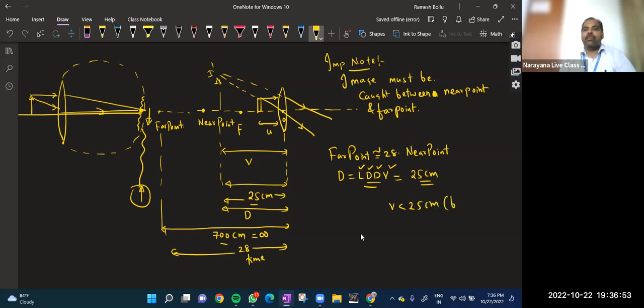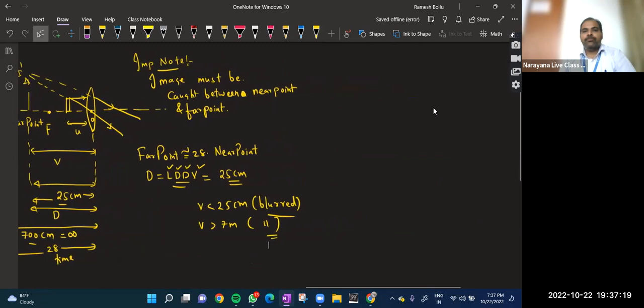You are seeing the image, but not a clear-cut one. It is a blurred image. Blurry, low contrast, low sharpness image will be seen. And if the image distance is more than 7 meters also, you can see the same kind of effects, students. Compulsory, every optical instrument must maintain these 2 points.